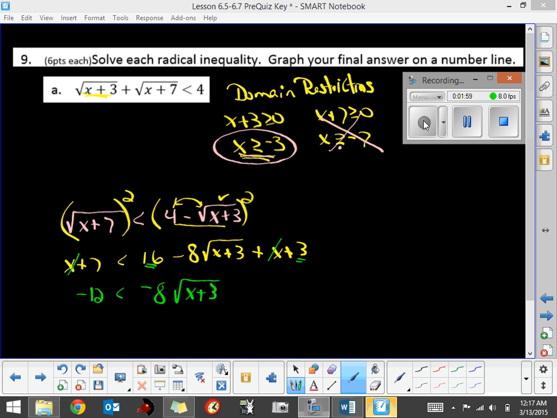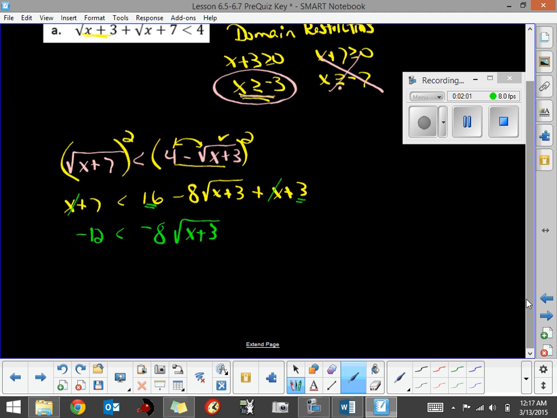Now I said we want to isolate the radical, and we can still do that. It gives us a little bit of trouble here. Maybe next year when you're in pre-calc you can find another method that works a little bit more efficiently, but I'm still just going to stick with what we talked about. We're going to divide both sides by -8 and isolate that radical. Well, dividing by a negative forces you to reverse the inequality sign, so I've got to remember to do that. And -12 divided by -8 is a positive, and they're both divisible by 4, so I'm going to make it 3 halves is greater than the square root of x plus 3.